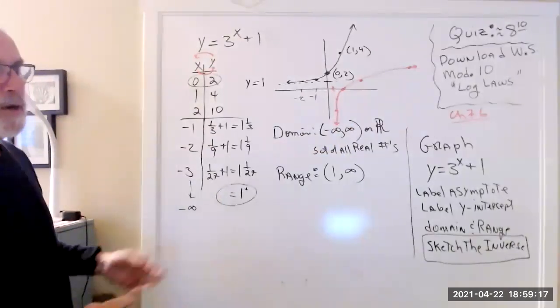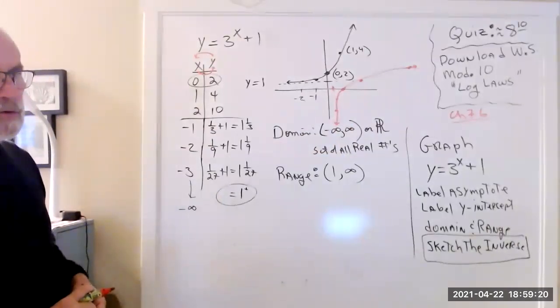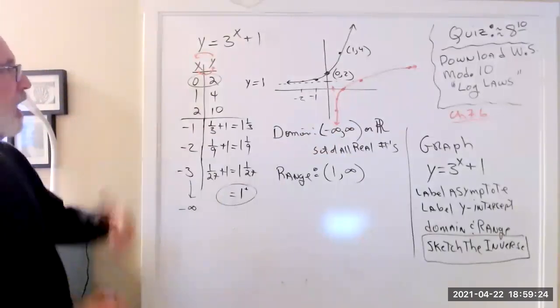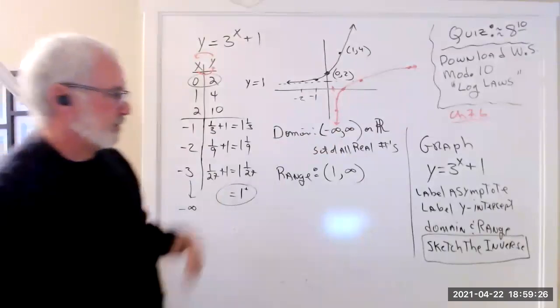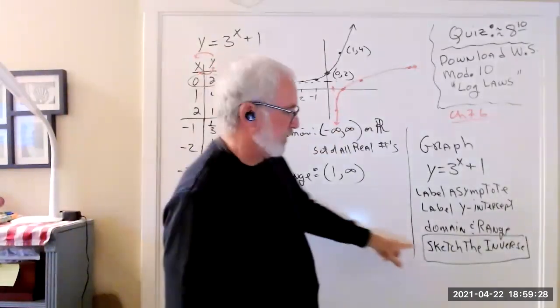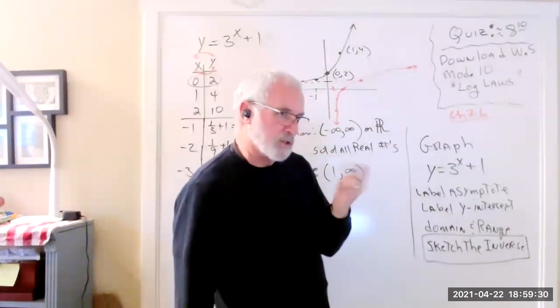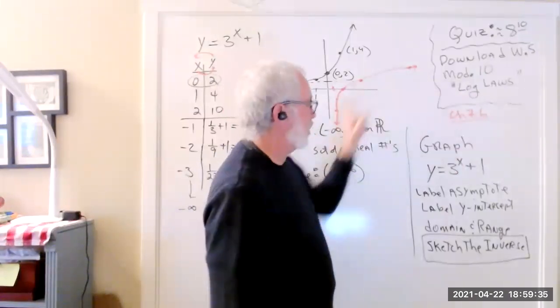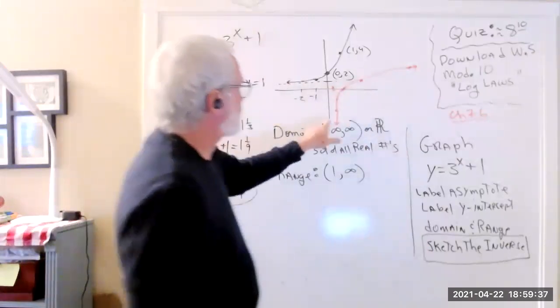Now there's one more thing I want to add to this. Actually, before I talk about the one more thing, are you guys okay with the concept of how you make the sketch of an inverse? You just simply switch the ordered pairs and graph the switched ordered pairs, and that's the inverse curve.